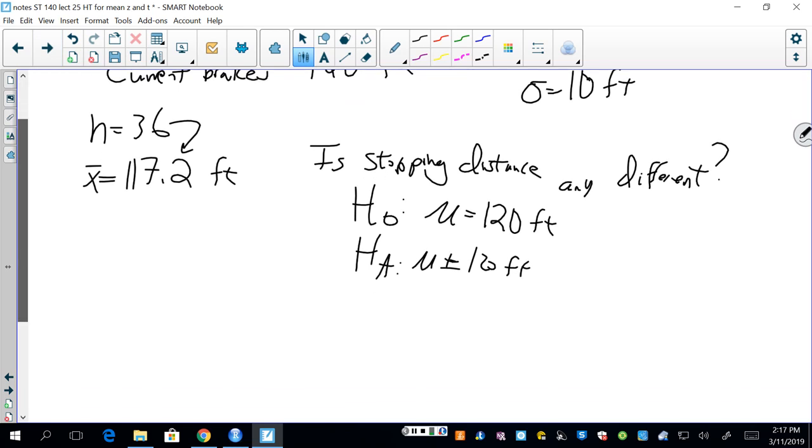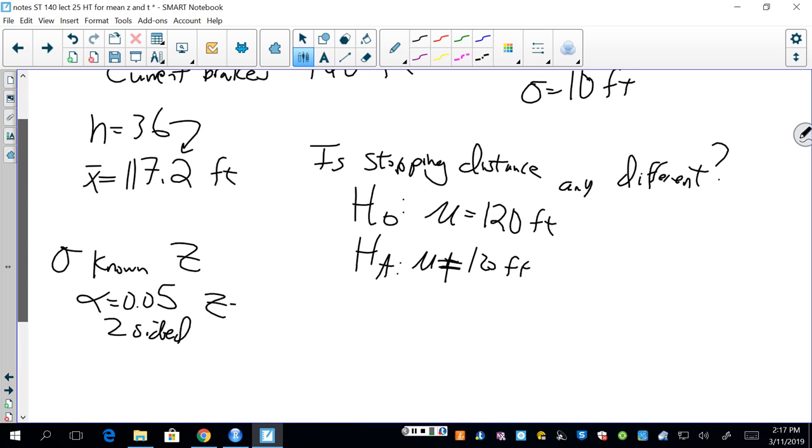Now, if sigma is known, we're going to use the z value. And if we use, say, a 5% significance level, two-sided alternative, not equal, then the z value is going to be plus or minus 1.96. Are we going to be concerned with that? When do we reject?